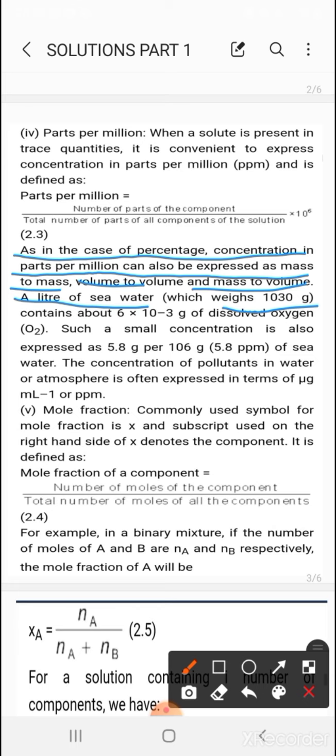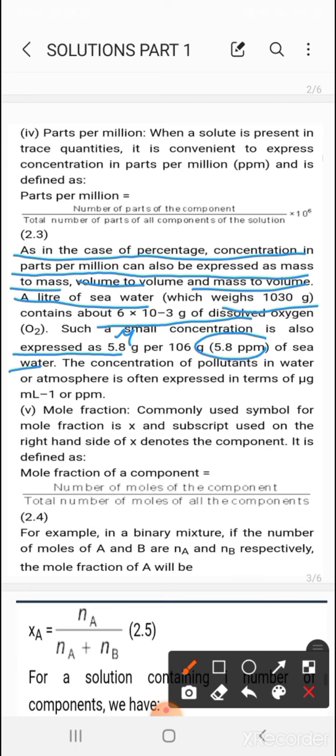1 liter of sea water, which weighs 1030 grams, has 6 multiplied by 10 raised to the power -3 grams of dissolved oxygen. Such a small concentration is also expressed as 5.8 mu gram per 10^6 gram, which is 5.8 ppm of seawater.